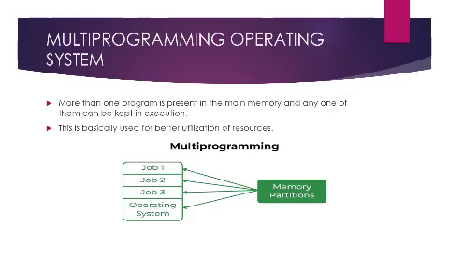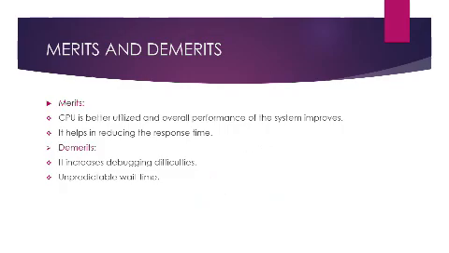Next, multi-programming operating system. More than one program is present in the main memory, so many programs can be kept in execution. This is basically for better utilization of resources. Running multiple programs increases the efficiency and keeps the CPU busy. It also has memory partitions, where memory is separated into parts and jobs are assigned to a particular part.